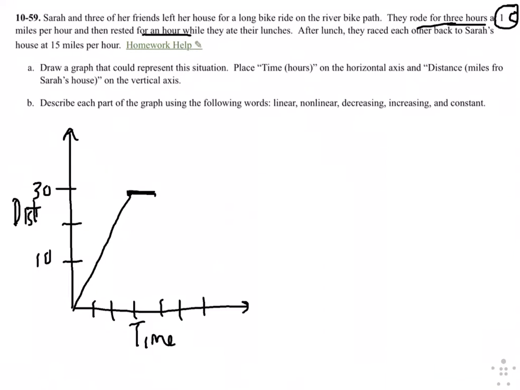And after lunch, they raced each other back at 15 miles per hour. So that means in 2 hours, they're going to go 30. So they're going to get down to here at 6, right? So it's going to look like that. Okay, so there's a good graph.